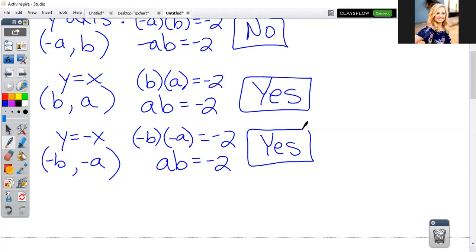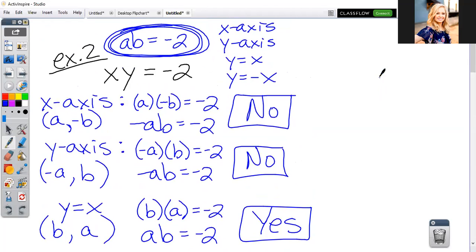Well, let's talk about that. Can you do that with different numbers?